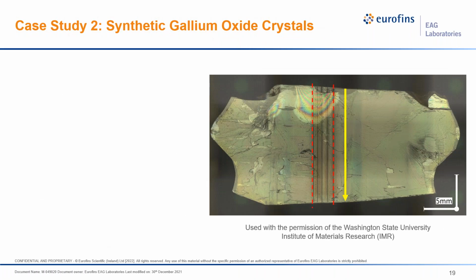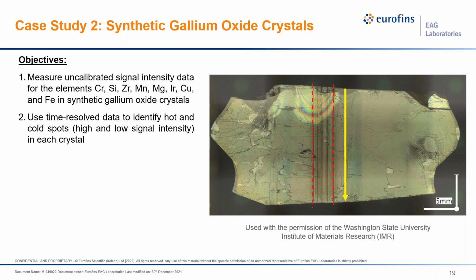Now, that was a pretty classic material, silicate glass, but let's consider something a little bit more exotic. Our second case study today is concerned with measuring elemental abundance gradients for contaminants in a laboratory-grown gallium oxide crystal. The client is conducting ultra-wide bandgap research focused on gallium oxide as a promising material for high-voltage breakdown devices and deep UV LEDs. So for this study, two objectives here.